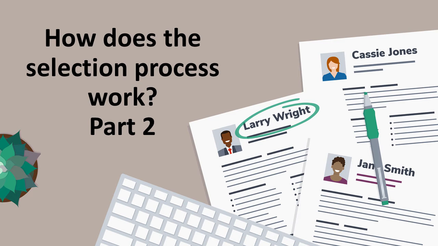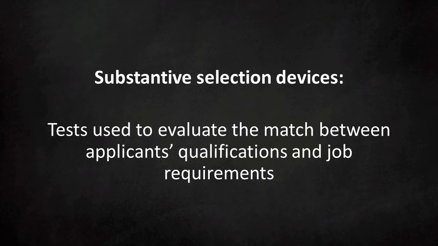How does the selection process work? Part 2. The second stage of the selection process relies on tests called substantive selection devices to evaluate the match between applicants' qualifications and the requirements of the job. The most qualified applicants move on to the next stage, while the least qualified are rejected. Examples include written tests, performance simulation tests, and structured interviews.